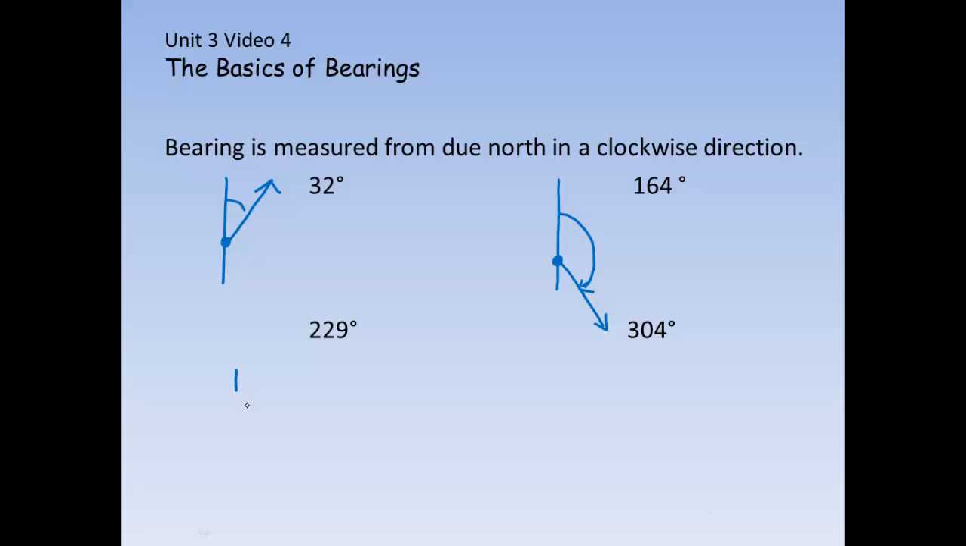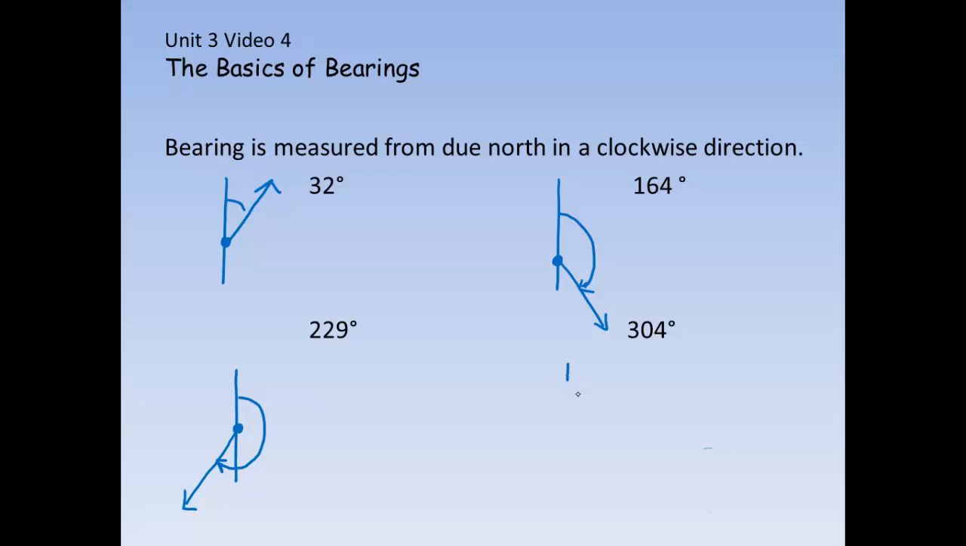229 degrees. Again, we draw a north-south line, we pick a point from which we're traveling, and then we rotate around the circle from north, past 90, past 180, and into this area where we are at 229 degrees. So this would be the direction of travel if we were to travel on a 229 degree bearing.